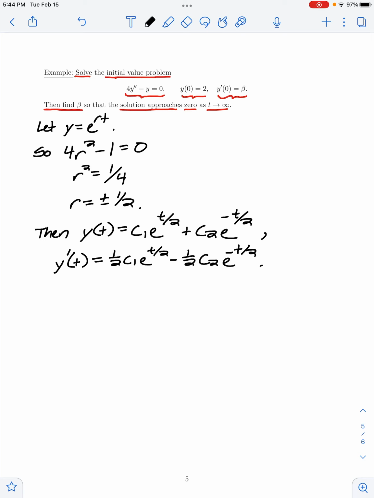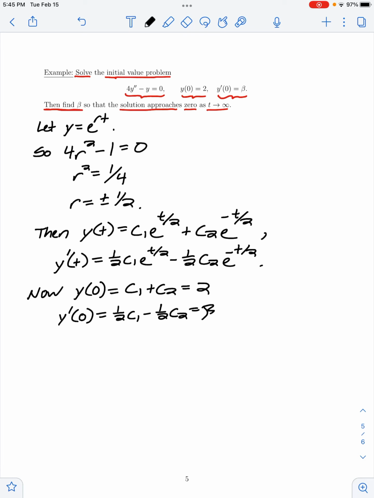So once I have y and its derivative, I'm ready to apply my initial conditions. I can substitute 0 in for t in the general solution, which would give us c1 plus c2. I'm told that value has to be 2. And my derivative, y prime, evaluated at t equals 0, gives me 1/2 c1 minus 1/2 c2, and I was told that needs to equal this value beta.